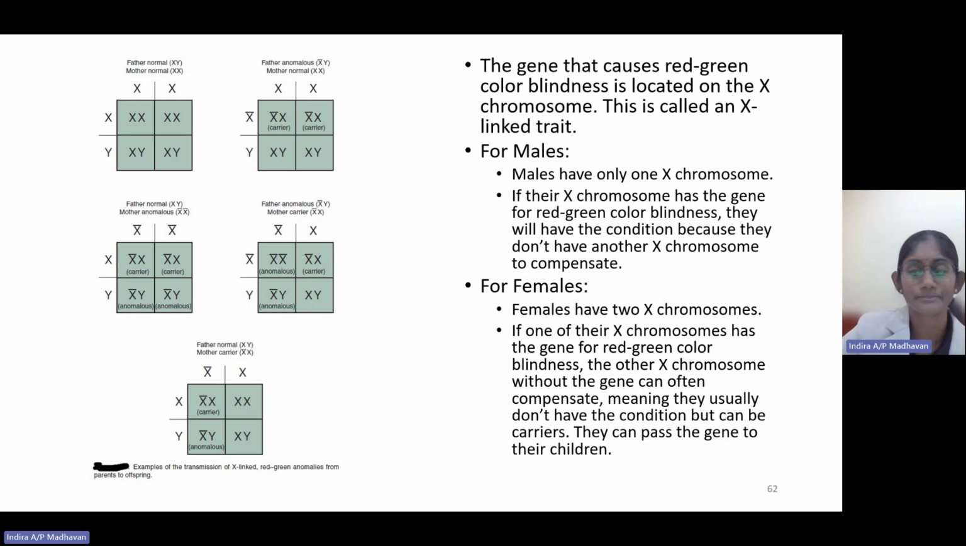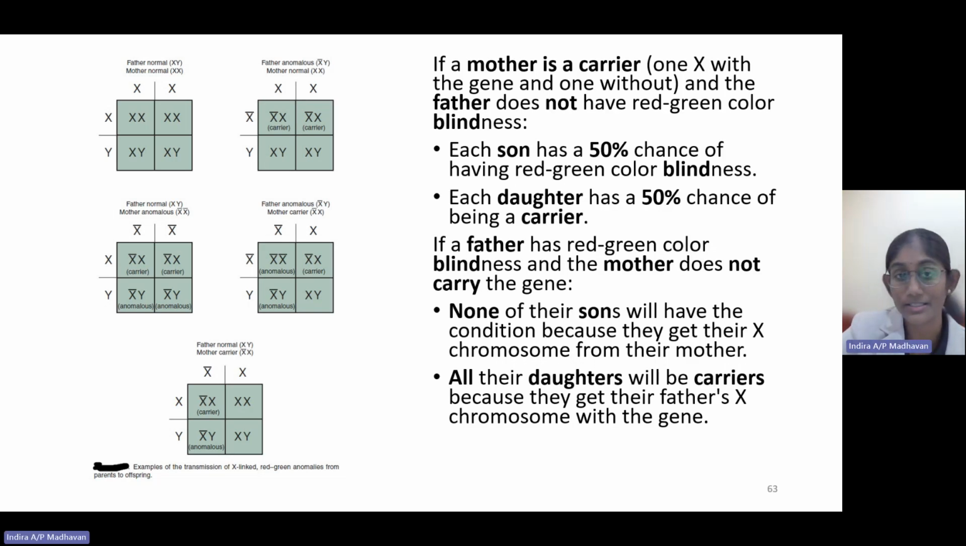This is the reason why, if a person has color vision deficiency, it usually comes from the mother's side, because the mother is the carrier. If a mother is a carrier, meaning one of her X chromosomes has the defect but the other does not, and the father does not have red-green blindness, then each son has a 50% chance of having red-green color blindness. Each daughter also has a 50% chance of being a carrier.